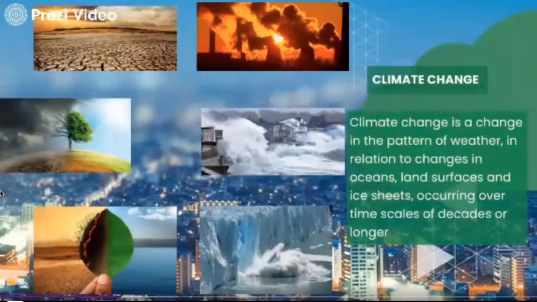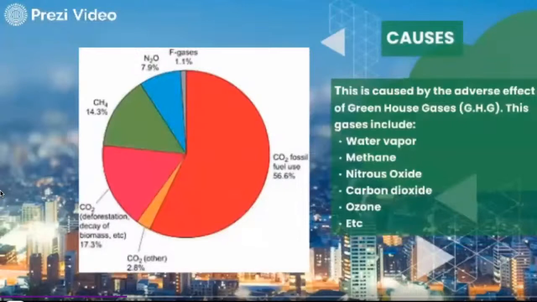And the climate change which we are all talking about is actually caused by the emission of greenhouse gases. Now we ask ourselves, what are these greenhouse gases? Greenhouse gases are those gases that are being emitted from industrial processes and human activities that have adverse effects on the atmosphere. And from the greenhouse gases, we have water vapor, methane, nitrous oxide, carbon dioxide, ozone, etc.